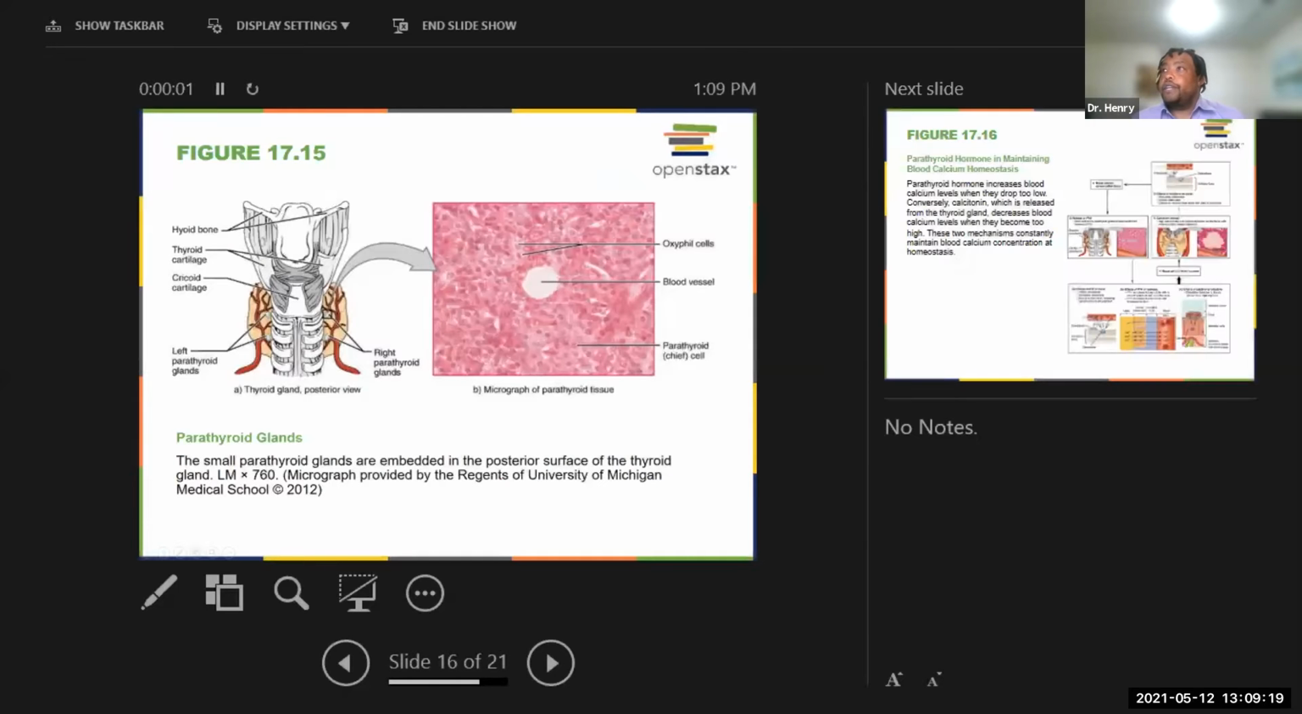I think we left off here. Is that correct? We were talking about the parathyroid gland.